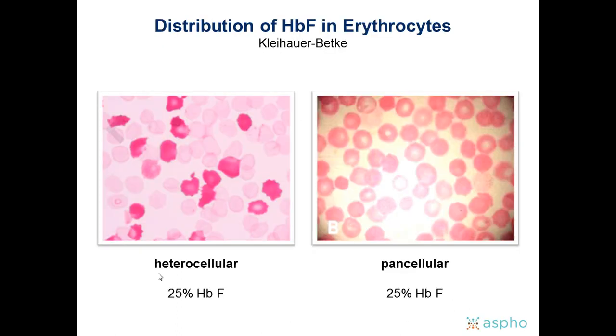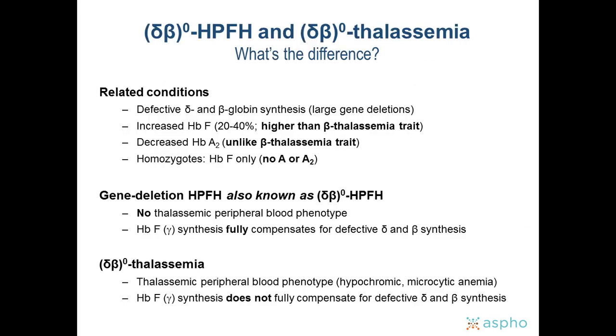And so this is what I'm talking about. Heterocellular, there's just a lot of F in some of the cells, but not all of them, or it's pancellular. Both of these individuals have 25% hemoglobin F. So what's the difference between HPFH and delta beta 0 thalassemia? They both give defective delta and beta globin synthesis. They're large deletions. They both give you increased hemoglobin F, even higher than you see in beta thal trait. They both give you decreased A2, unlike beta thal trait, and homozygotes will have F only, no A or A2.